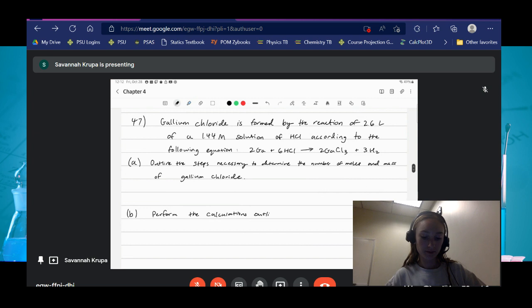So this problem states gallium chloride is formed by the reaction of 2.6 liters of a 1.44 molarity, that's what the capital M is, solution of HCl or hydrochloric acid. According to the following equation, 2 gallium plus 6 hydrochloric acids equals 2 gallium chlorides plus hydrogen gas. Outline the steps necessary to determine the number of moles and mass of gallium chloride. Okay, so we have a few values here, and it says that we need to find the number of moles and mass of gallium chloride.